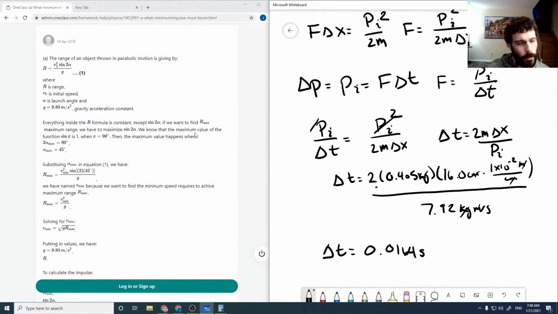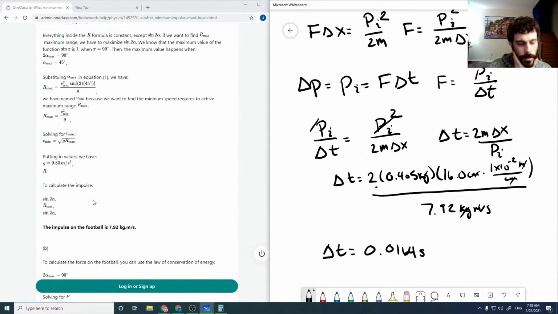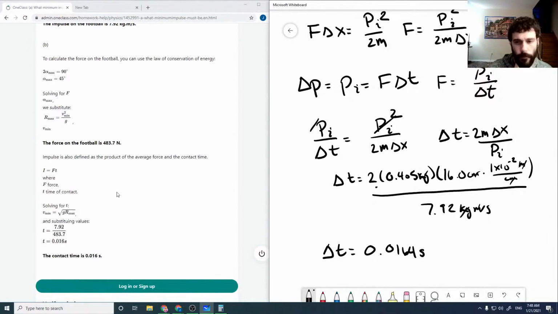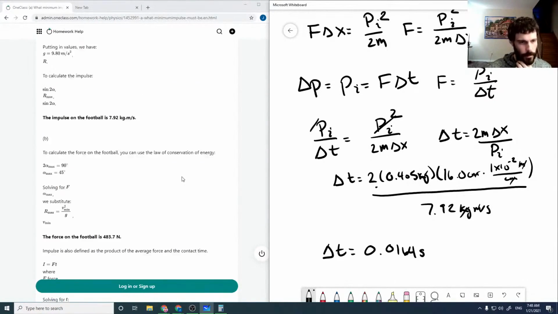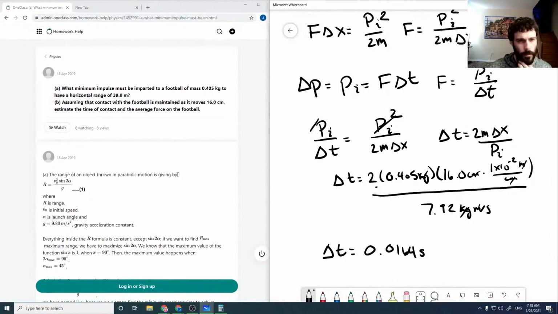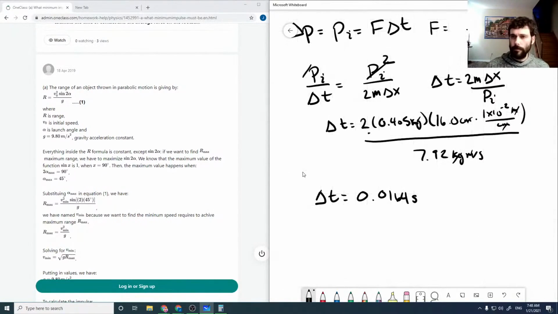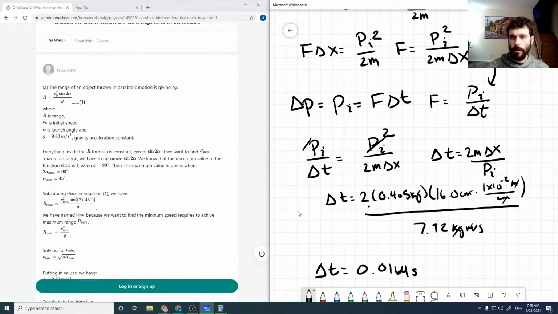Checking through our solution here, the impulse is 7.92, so that's what we got. The force on the football, I didn't calculate, but our contact time is 0.0116 seconds. Was I supposed to calculate it? Oh, and average force, okay. Well, that's okay. So our average force could be computed from either one of those expressions.